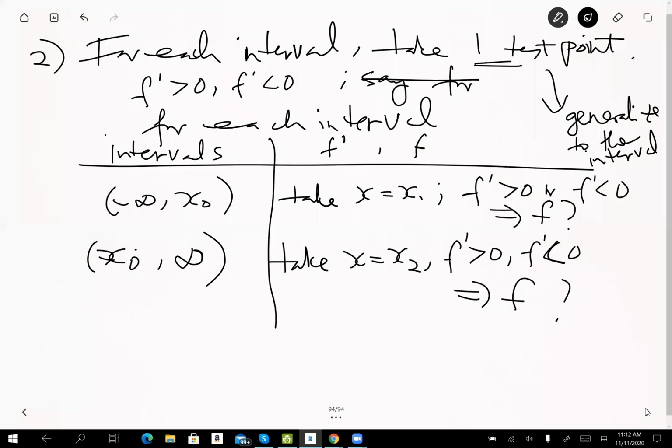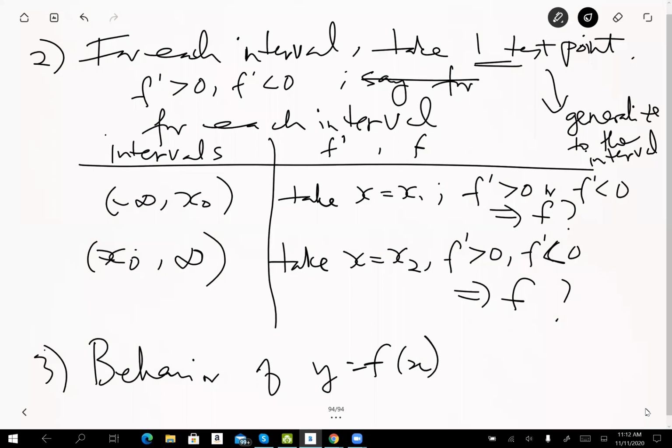Once you do that, you can conclude about the behavior of the function, and you can sketch the graph. So that is the method, and we call this method the first derivative test. Basically, we make use of the first derivative. Any questions? Okay, I have a few more minutes.